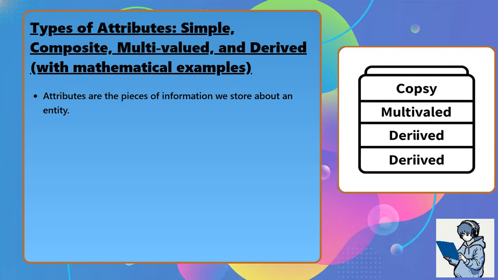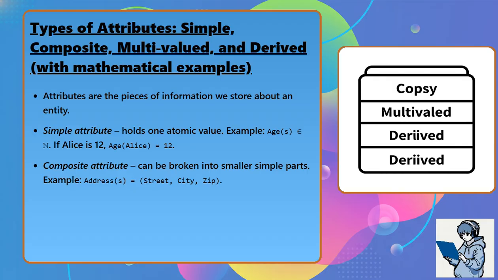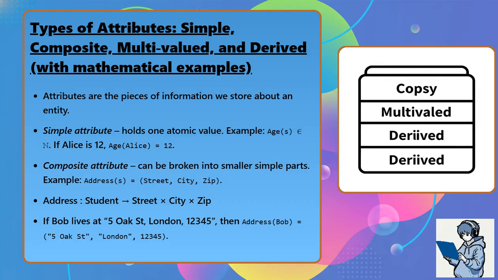Attributes are the pieces of information we store about an entity. A simple attribute holds one atomic value. Example: age(S) belongs to the natural numbers. If Alice is 12, age(Alice) = 12. A composite attribute can be broken into smaller simple parts. Example: address(S) = (street, city, zip). Address maps a student to street × city × zip. If Bob lives at 5 Oak Street, London, 12345, then address(Bob) = (5 Oak Street, London, 12345).